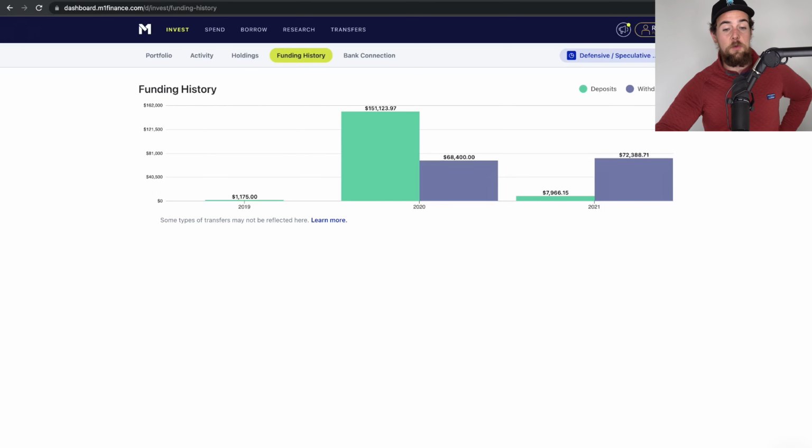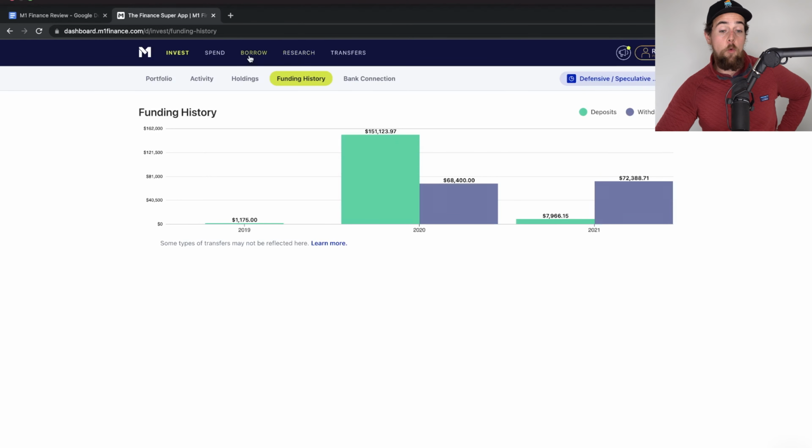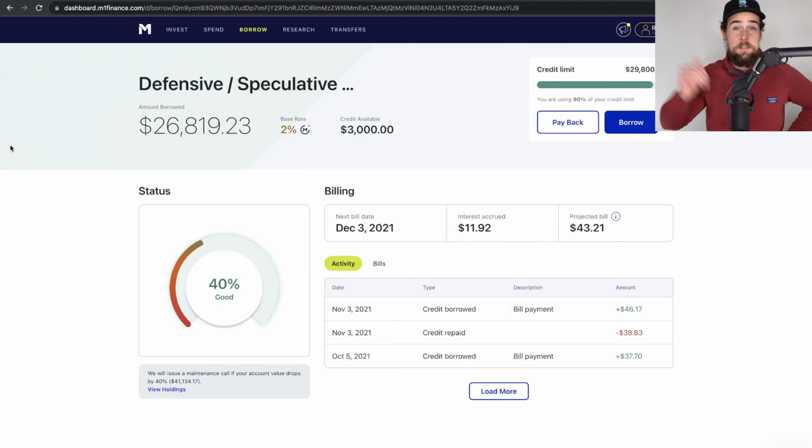The next thing I want to show you guys here is related to M1 Borrow. I want to show you what this looks like on my end. So as you can see, I currently have $26,819 borrowed at an interest rate of 2% because I have the M1 Plus subscription. Right now, I'm sitting at good in terms of my status, and that means that I'm not really at any risk here for having my stocks sold.